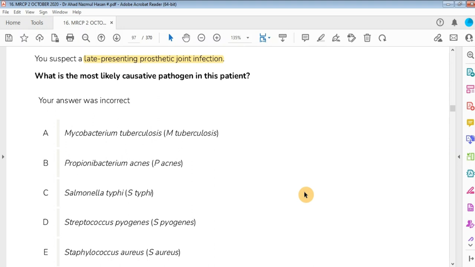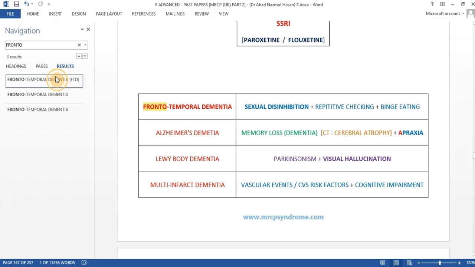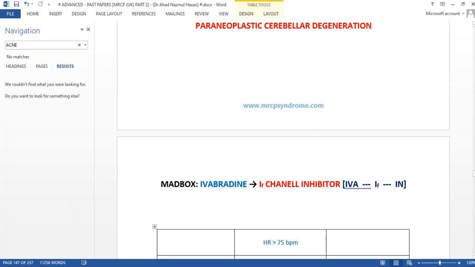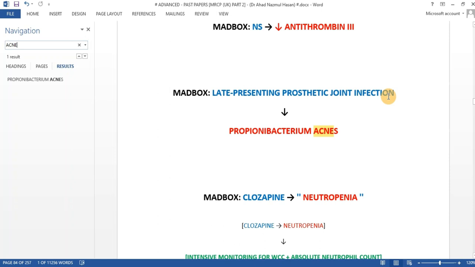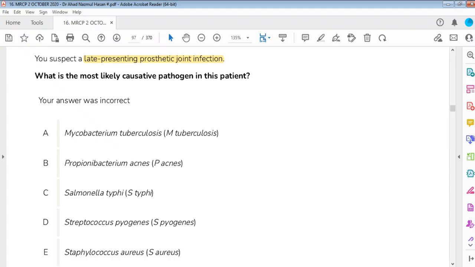So which organism is most common in late presenting prosthetic joint infection? Yes, very good. It's the Propionibacterium acnes. So late presenting prosthetic joint infection, most likely organism is the Propionibacterium acnes. And this is also the organism for acne vulgaris.